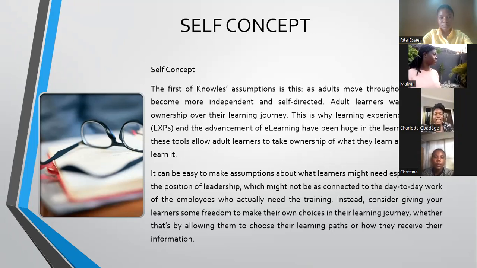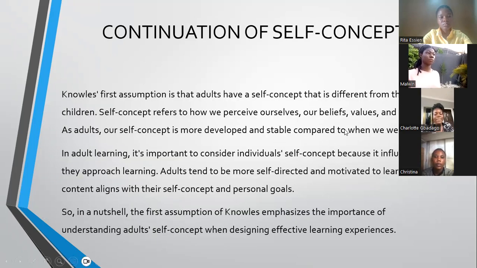Knowles' first assumption is that adults have a self-concept that is different from that of children. Self-concept refers to how we perceive ourselves, our beliefs, values, and attitudes. As adults, our self-concept is more developed and stable compared to when we were children. In adult learning, it's important to consider individual self-concept because it influences how they approach learning. Adults tend to be more self-directed and motivated to learn when the content aligns with their self-concept and personal goals. So, in a nutshell, the first assumption of Knowles' concept emphasizes the importance of understanding adult self-concept when designing learning experiences.